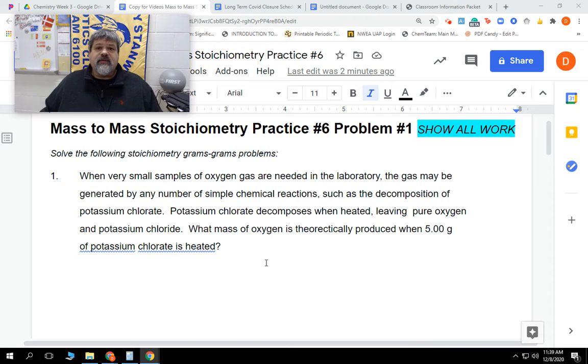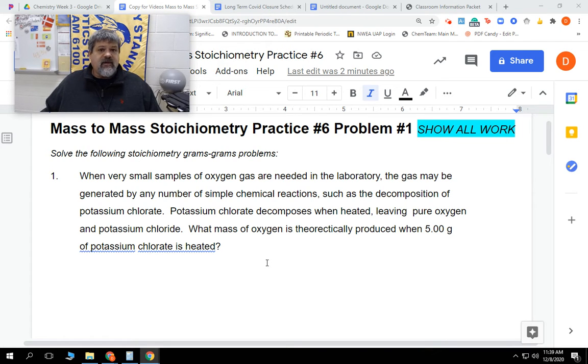When very small samples of oxygen are needed in a laboratory, the gas may be generated by a number of simple chemical reactions, such as the decomposition of potassium chlorate. Well, potassium chlorate decomposes when heated, leaving pure oxygen and potassium chloride. In the last part, what mass of oxygen is theoretically produced when 5 grams of potassium chlorate is heated?